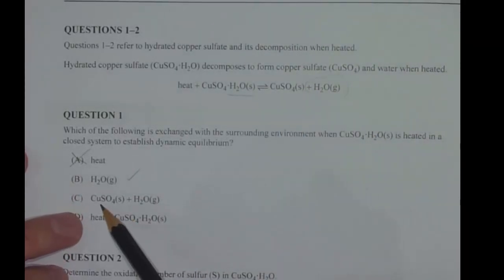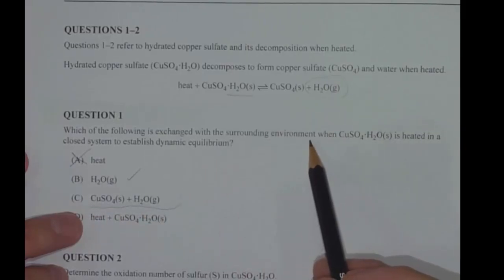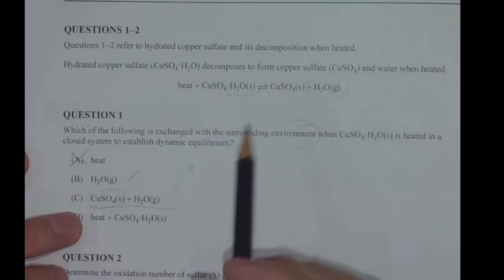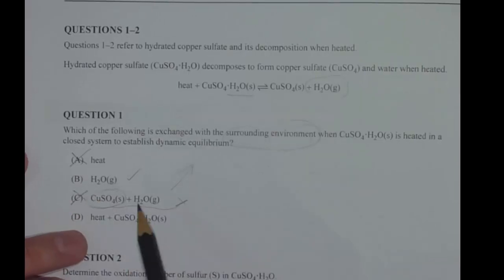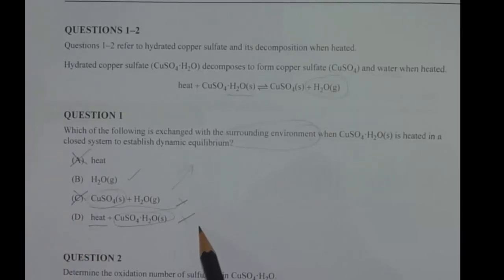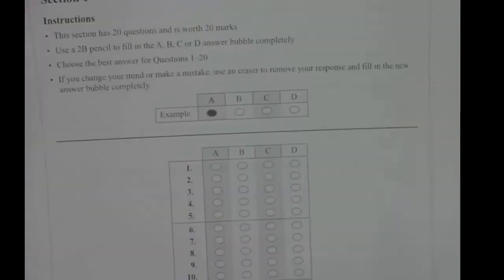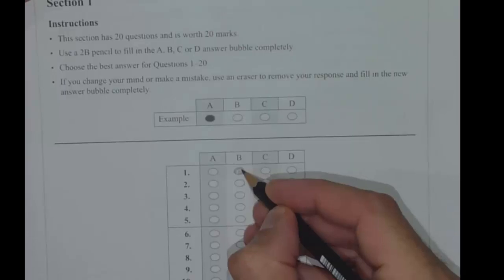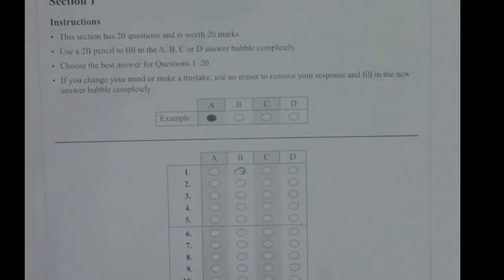Which of the following is exchanged with the surrounding environment? That means it's going out. So the solid stays in the crucible. Did they say crucible? No. So that can't be right. So heat's going out, and this is what you started with, so that can't be right either. So the answer must be B, even though it's A and B. Just colour that one in. Check the mark scheme. And the mark scheme is A. What a great start.